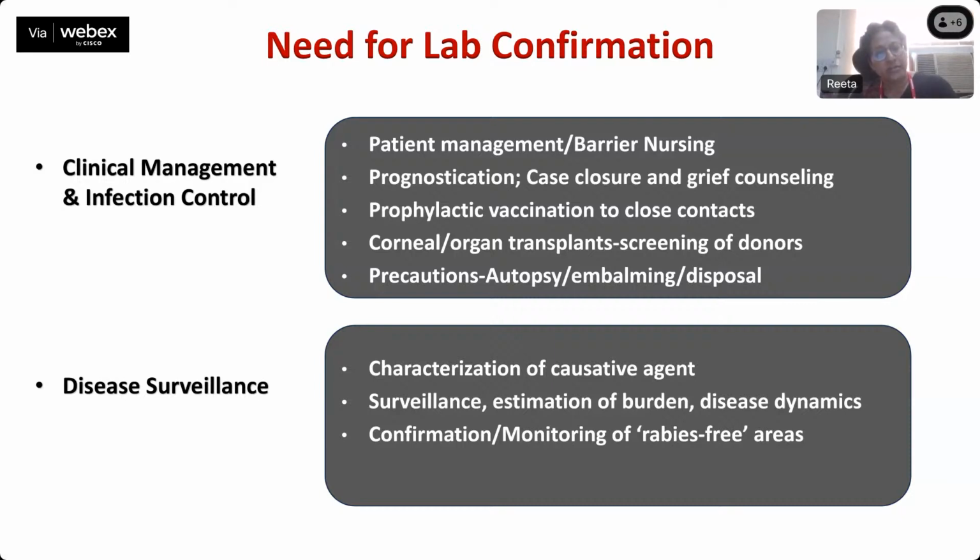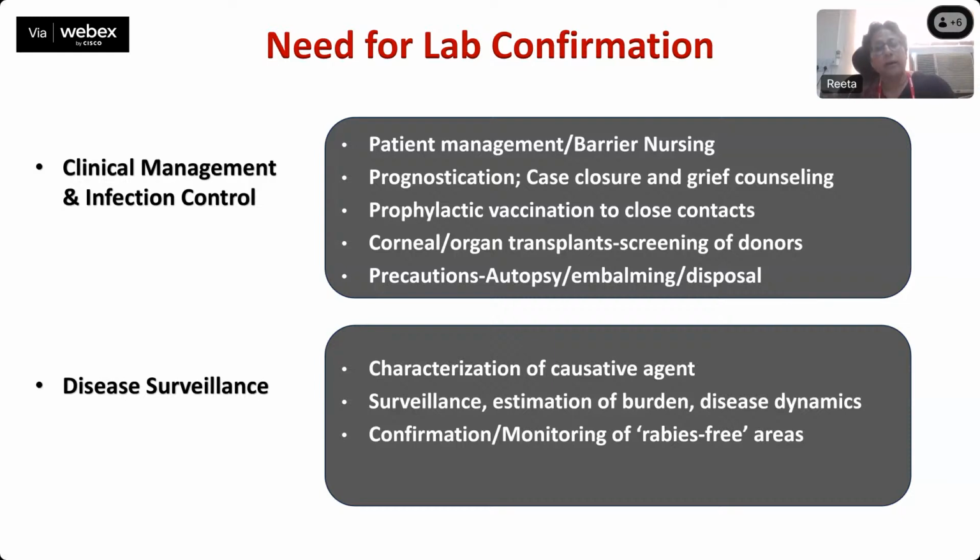We can also characterize the causative agent, the type of the virus, the variant circulating once a sample comes to a laboratory. For example, we all assume that in India, it's only the rabies virus or the rabies lyssavirus which is circulating and causes rabies in both humans and animals. But that may also be because we have never done much of molecular characterization of the virus in India. And only if we expand this genomic surveillance, we'll be able to identify what are the different lyssaviruses, if at all, which are circulating in India.